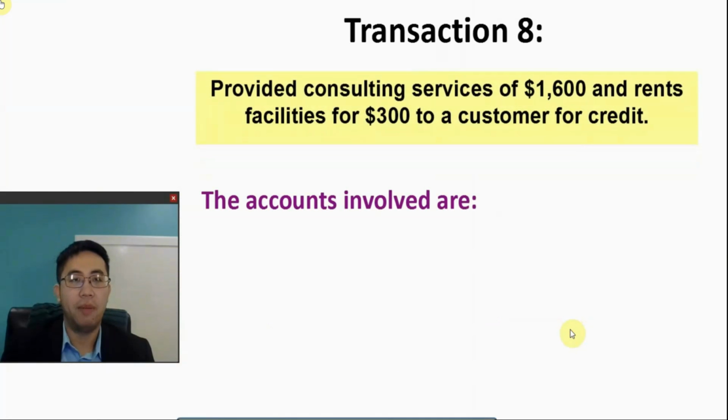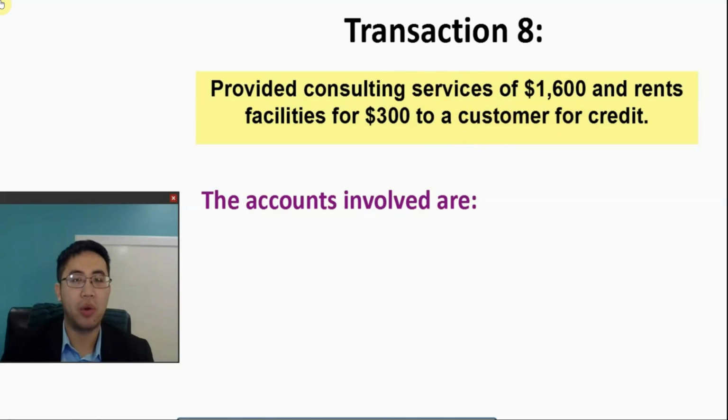Transaction 8. The company just provided consulting services of $1,600 and rented facilities for $300 to a customer on credit. There are actually two activities, but it's okay because the company just earned revenue from two sources. One is the consulting services, and the other is rental of their facilities. So the company earns a total of $1,900. The thing is, they do not get $1,900 in cash. Instead, they will get a credit. That means they will collect $1,900 someday in the future.